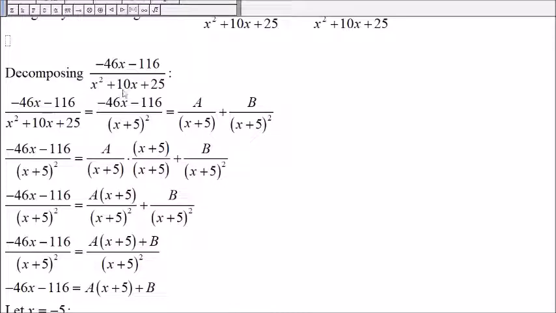X squared plus 10x plus 25 is x plus 5 squared. This is called a repeating linear factor. X plus 5 is a linear factor, and since we have an exponent of 2 here, this is called a repeating linear factor. And so to decompose this quotient, we have to rewrite it as a constant divided by x plus 5 plus a constant divided by x plus 5 squared.